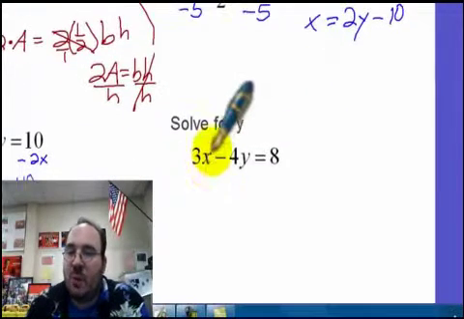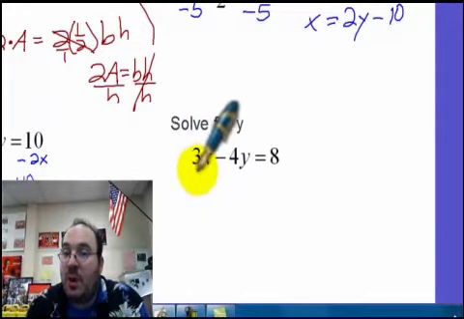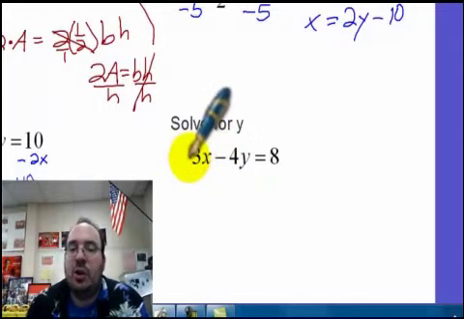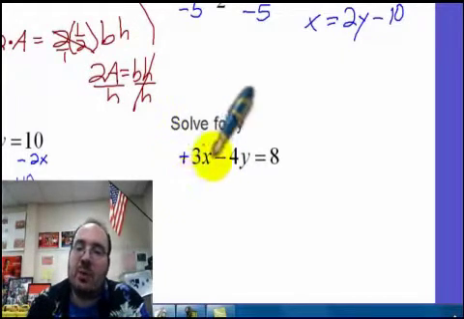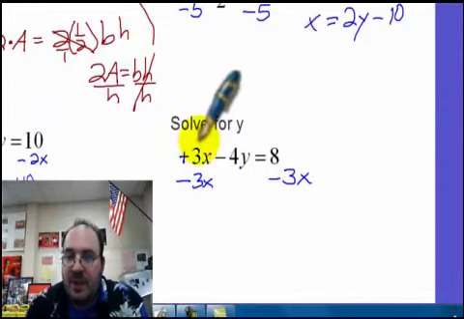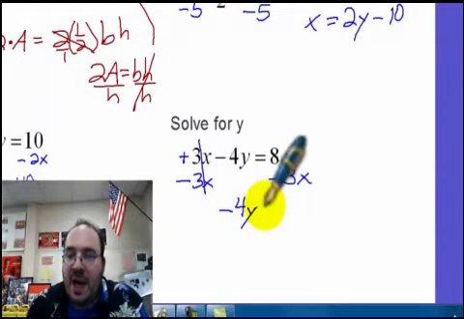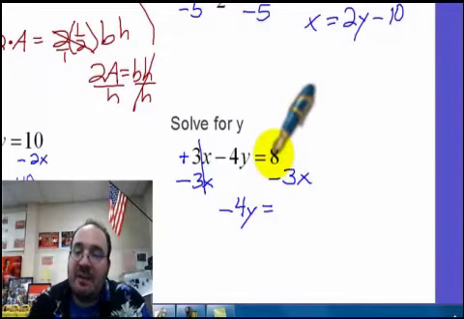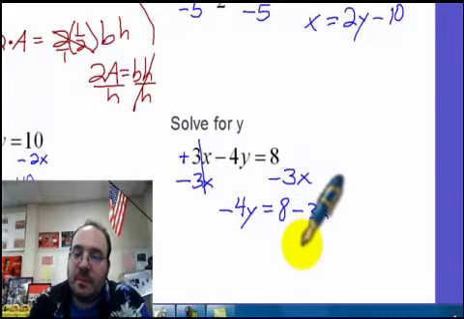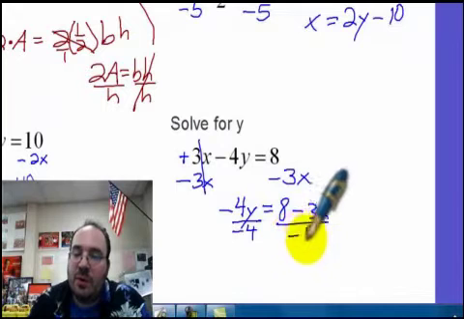If I want y by itself, I need to get rid of this 3x first. So I will subtract. Don't see the negative and think, oh, opposite is add. Look at what you're trying to get rid of. What you're trying to get rid of is positive, so you subtract 3x. And those cancel, and then on the left, I bring down the negative 4y. And on the other side, I have 8 minus 3x. And then I divide everything by negative 4.